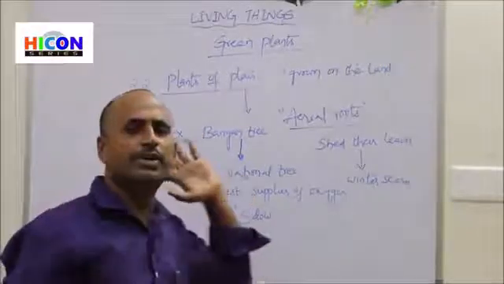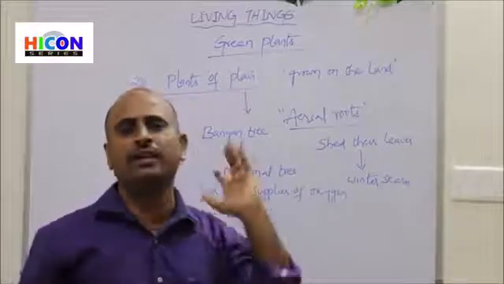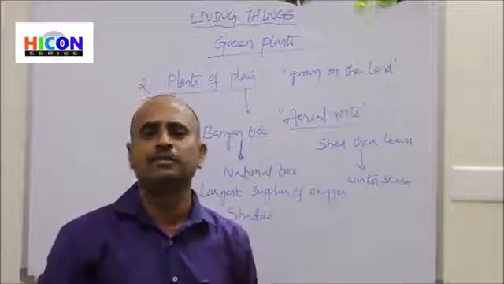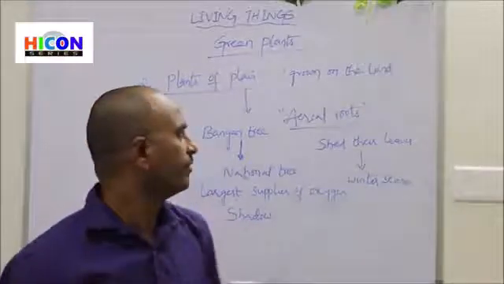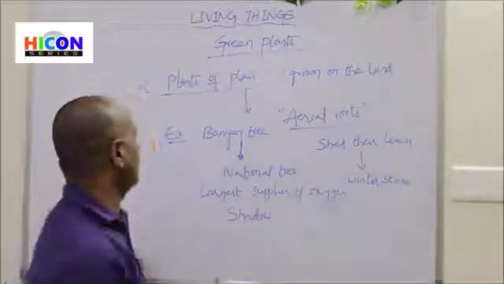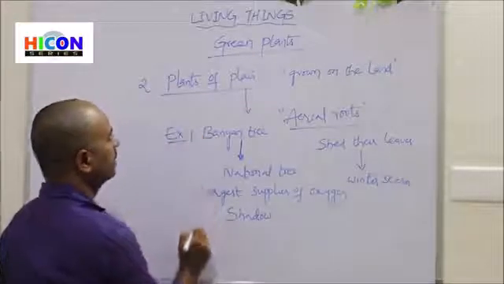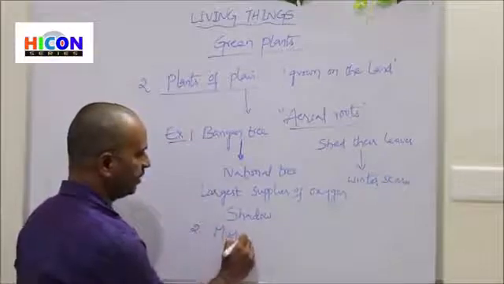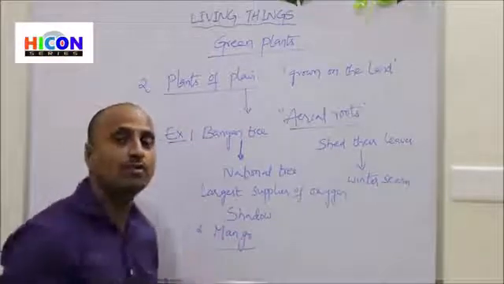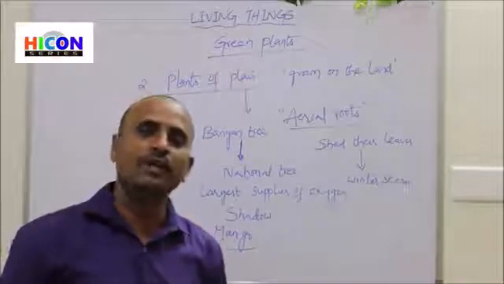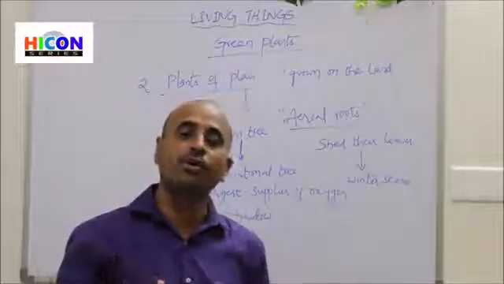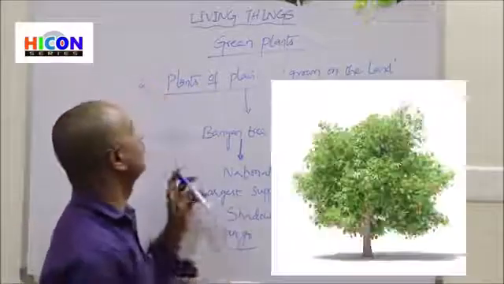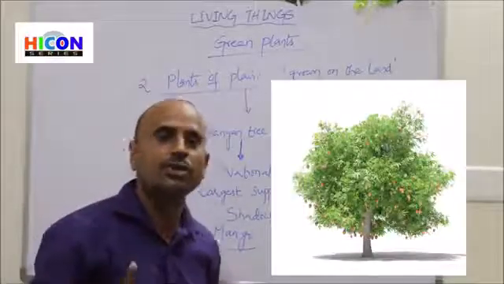We can observe this banyan tree all over India, especially by roadsides and in villages. And the second example for the plants is mango tree. All of us know how the mango tree is. Mango tree is also a huge tree. It can grow up to a large size. So mango tree is also an example for the plants which grow on the plains.